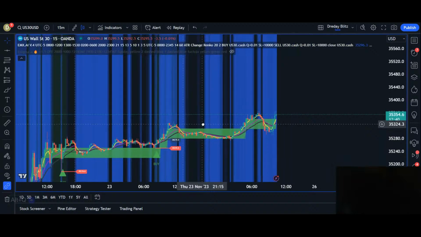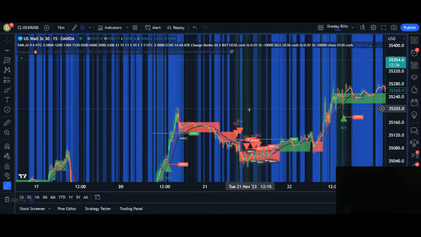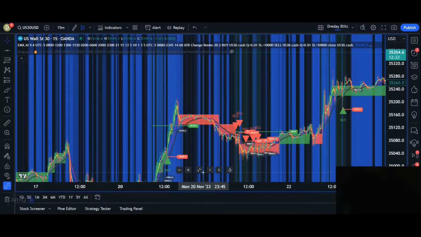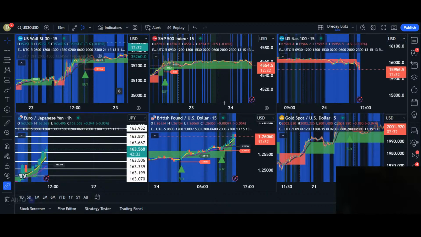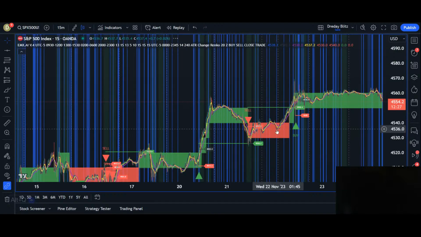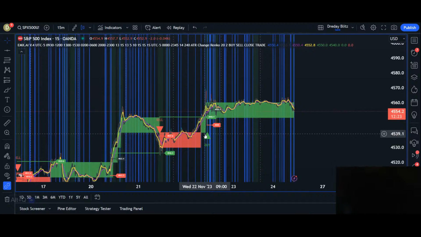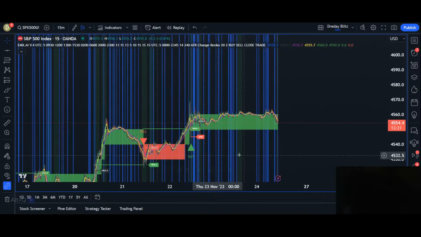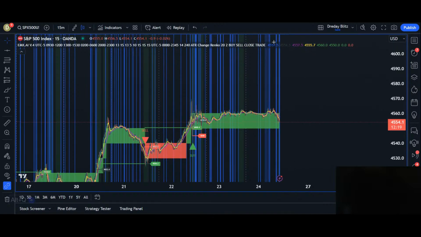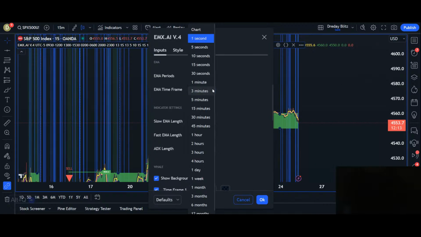So still valid here. Let's look at the S&P 500. So S&P 500 bullish since Wednesday. Still looking bullish right now. Let me check if I have the right settings on this one. No, I don't.